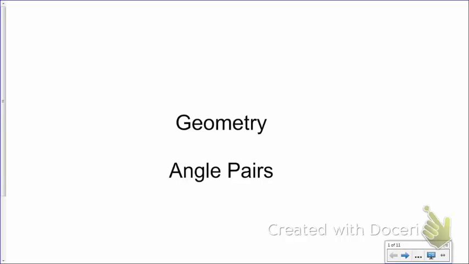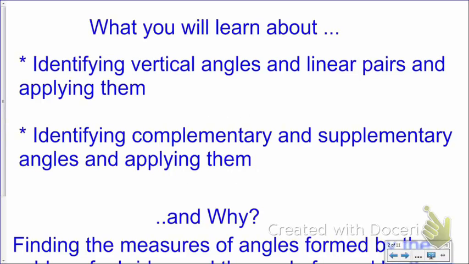In this lesson, we'll be looking at angle pairs. What we're going to learn about is a couple of different types of pairs of angles. There's vertical angles and linear pairs, and we'll do some different things with them. We'll use their properties and set up algebra problems. We're also going to identify complementary angles and supplementary angles, and do problems where we apply those also.